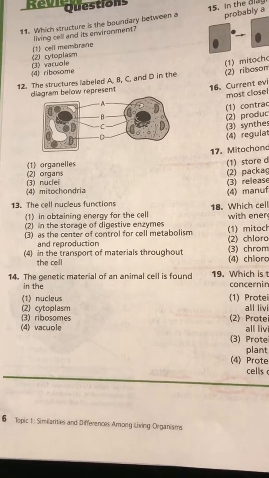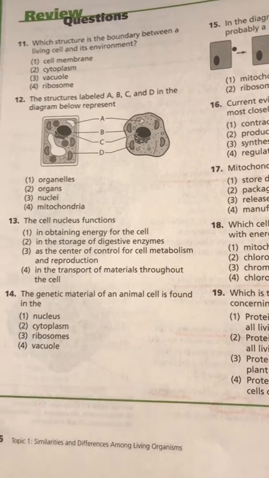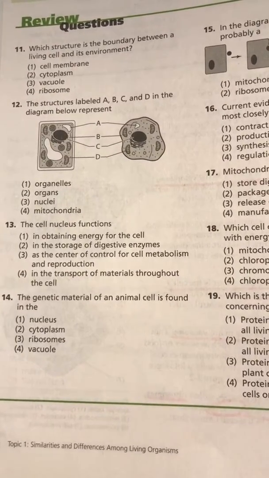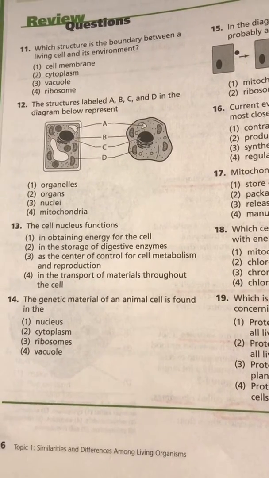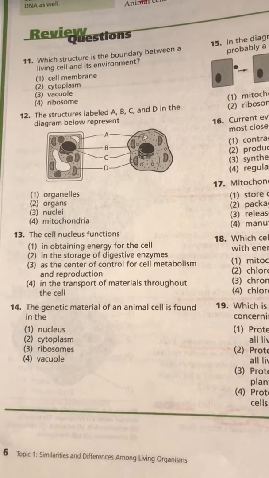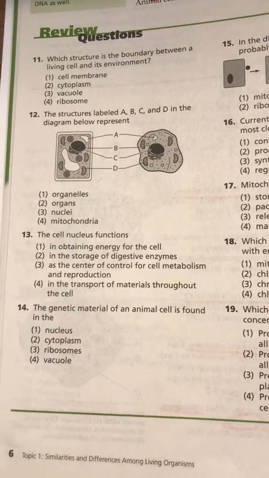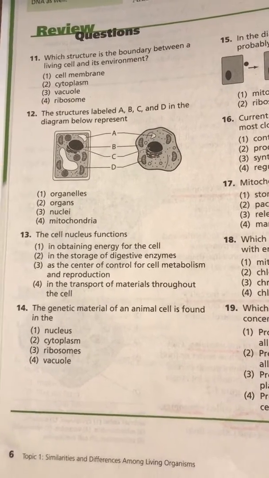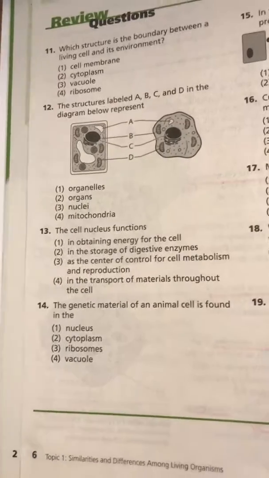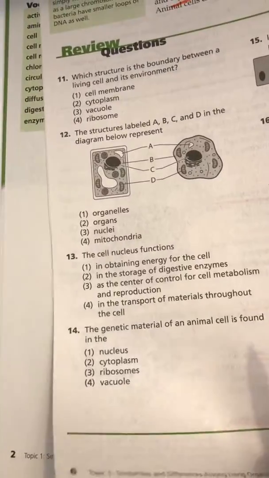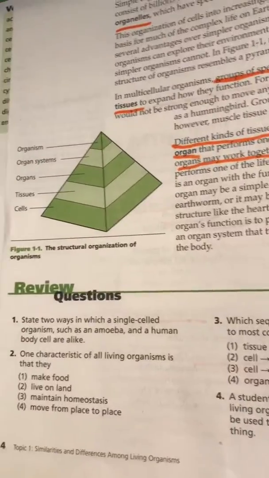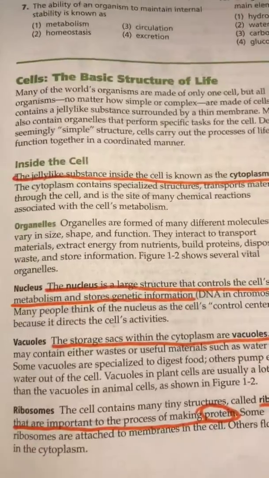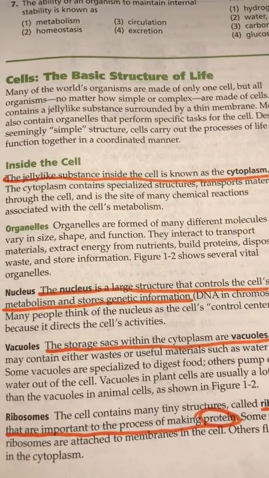Number 13, the cell nucleus functions 1. In obtaining energy for the cell. 2. In the storage of the digestive enzymes. 3. As the center of control for cell metabolism and reproduction. Or 4. In the transport of materials throughout the cell. So, you're going to find information about the nucleus in this paragraph right here titled Nucleus.